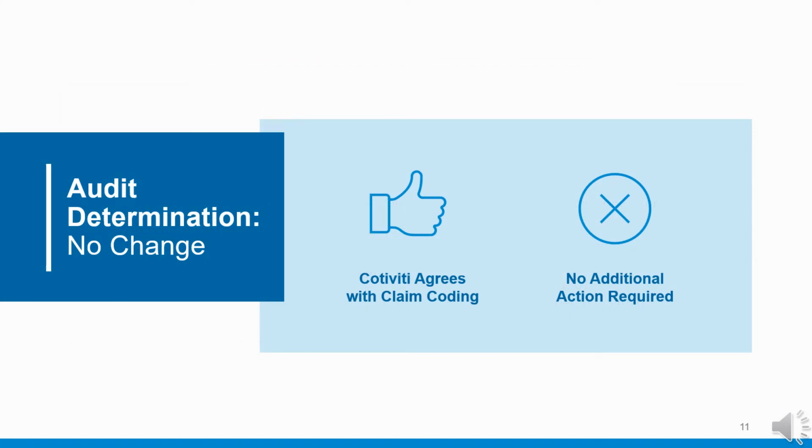Once medical records have been submitted through your method of choice, Cotiviti will review and respond with an audit determination within 45 days. If you receive an audit determination of no change, this means Cotiviti agrees with how the claim was coded upon submission. There is no additional action on your end. The audit is complete.